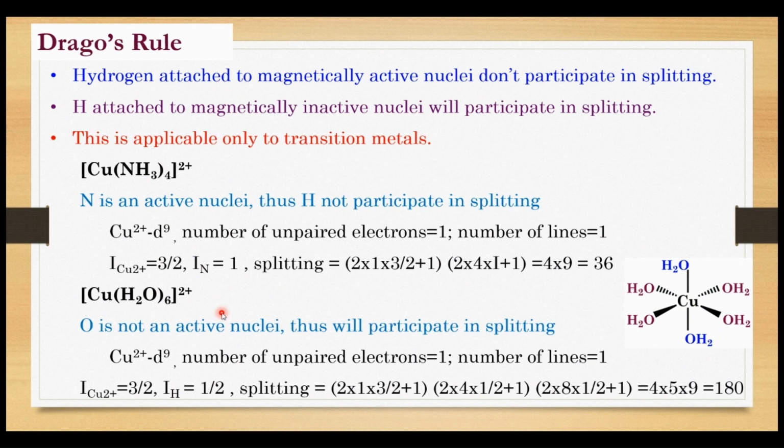If some other compound that is not a transition metal, don't apply this rule. If it is aluminum, some complex given, aluminum is not a transition metal, so in that case you have to consider nitrogen splitting, also hydrogen splitting. You have to consider hydrogen splitting, and oxygen will not split. But this is applicable only to transition metals, and hydrogen attached to a magnetically active nuclei will not participate in splitting. If it is attached to a magnetically inactive nuclei, those hydrogens will participate in splitting.